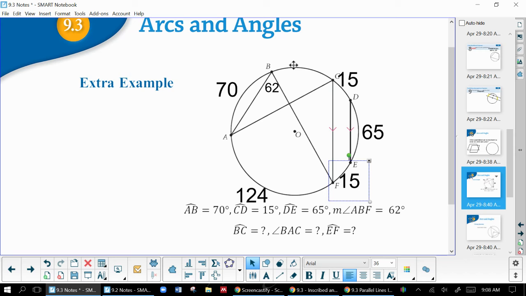And now I've got all the pieces of the arc except for that part BC. So I know the total of that arc has to be 360 degrees. So I can just take 360 minus 70 minus 124 minus 15 minus 65 minus 15. And what's left over is 71 for that last arc. So BC has to be 71. EF, we found that, is 15. And then we've got to find BAC. Well, BAC, from B to A to C, that's this angle here, is just half of my intercepted arc. Well, I can just take 71 divided by 2, and I get 35.5 for that angle there.